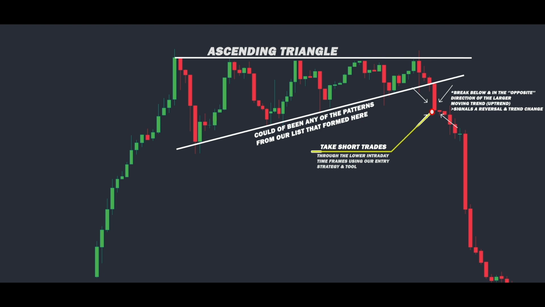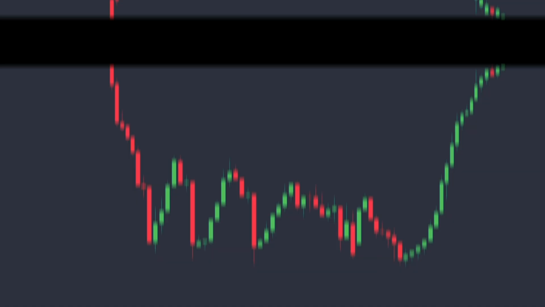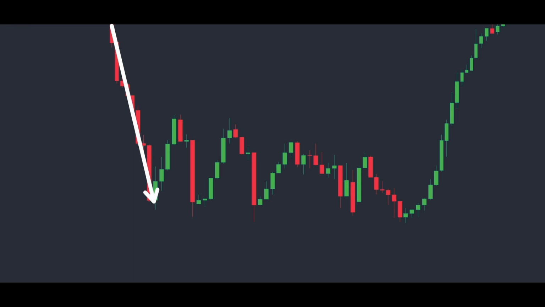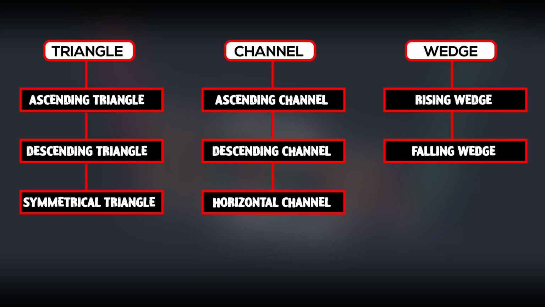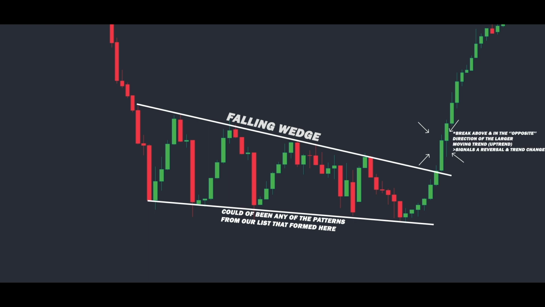So going the other way in a downtrend, this would work the same. You have your moving downtrend before the falling wedge pattern formed. Again, this could have been any of the patterns from this list, but in this case we have a falling wedge pattern. So the market breaks the pattern above in the opposite direction of the main downtrend, signaling a reversal and a trend change from a downtrend to an uptrend. You would then take trade entries long through the lower intraday time frame.